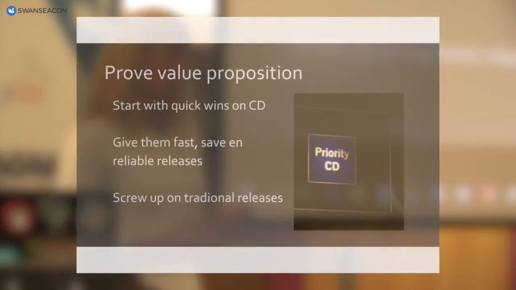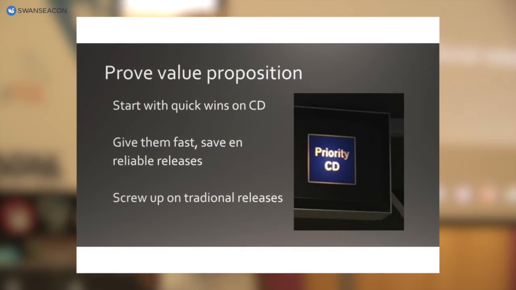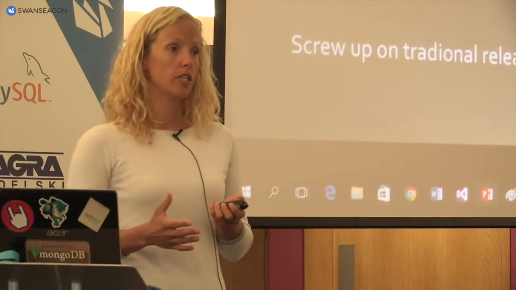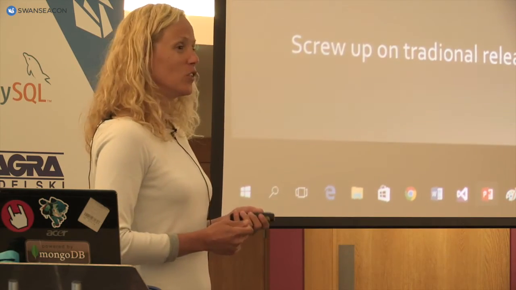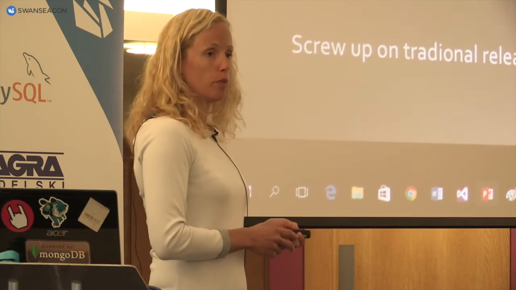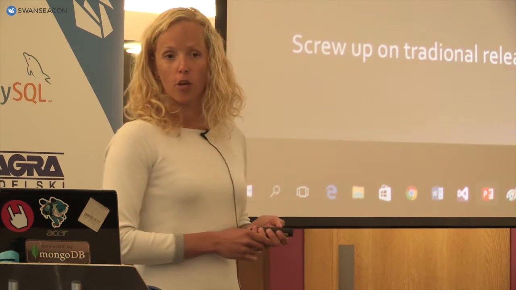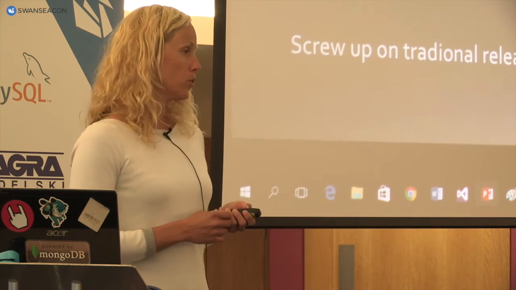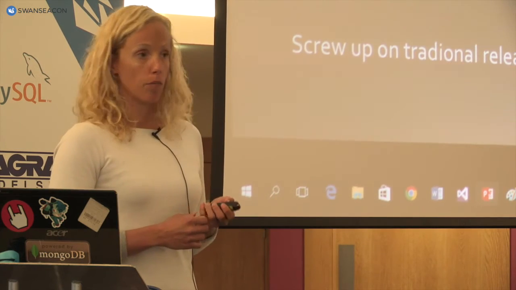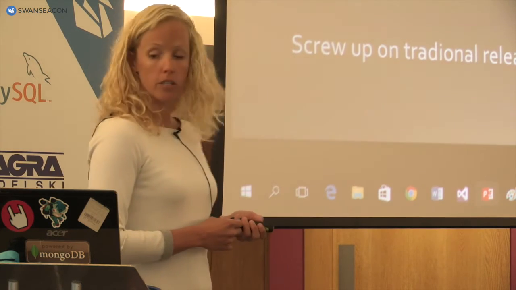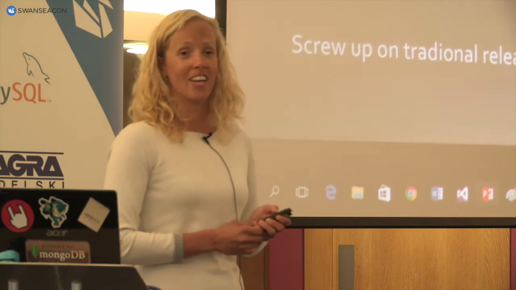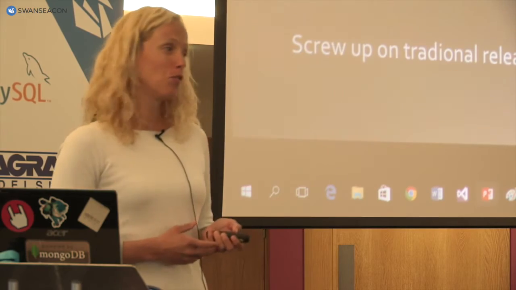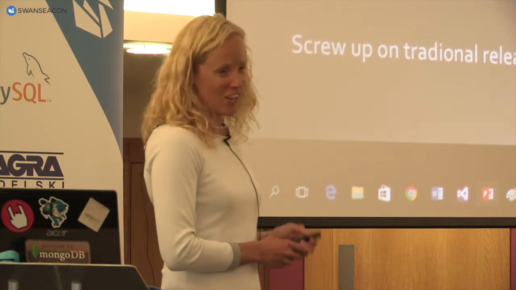And you can start by proving your value proposition. So start with some quick wins. Make sure they see how valuable it is to go to production fast and how fun it is to use something that you've just specified last week. They get positive feedback from other users. And give them fast and safe and reliable releases. And screw up on traditional releases, we can do that. So that's a good way to prove we have to do these things differently.